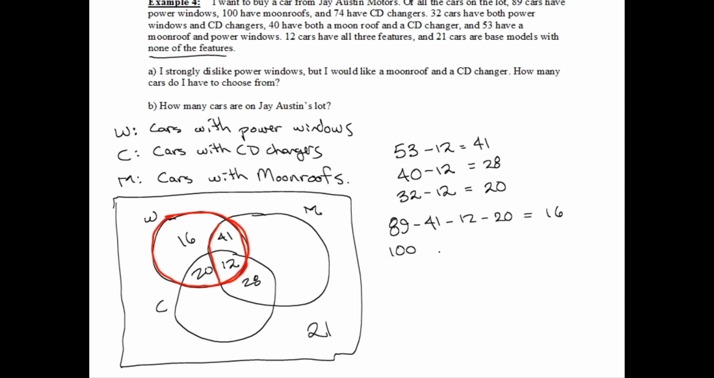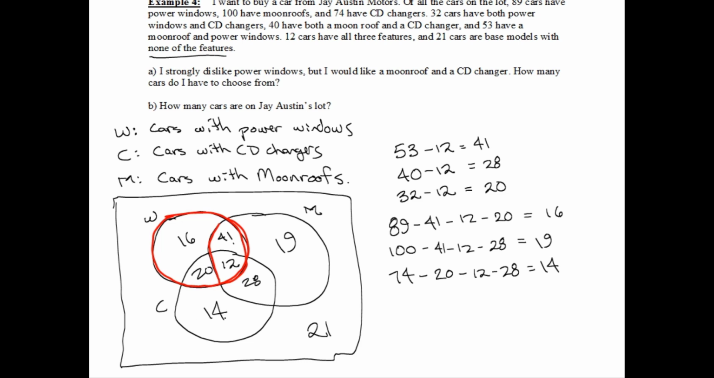Now we do the same thing for the moonroofs. We know that the total moonroof circle has to add up to 100. So take 100, subtract the numbers that are already there. So that means the 41 and the 12 and the 28. And that should give you 19, actually 19 in this outside remaining part of the moonroof circle. And now we move on to the CD changers. Looks like 74 have CD changers. So take 74, subtract the areas that are already there, so 20 and the 12 and the 28, and you should get 14 right here.